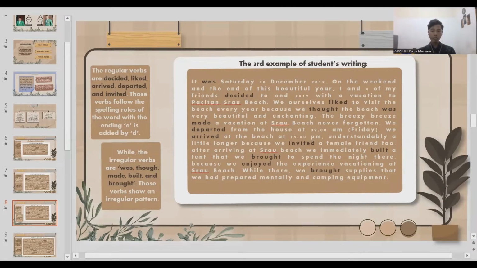While the irregular verbs are was, did, made, built, and brought. Those verbs show an irregular pattern. The verb one is changed to the verb two into was. The verb one is changed to the verb two into did.